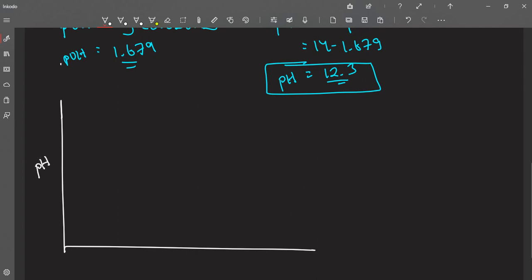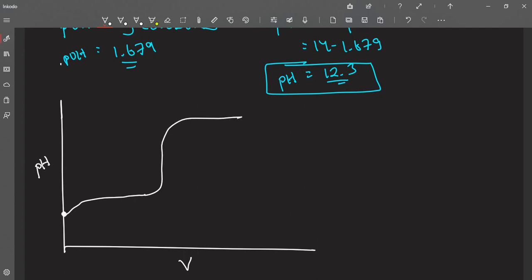So pH, volume, right? Don't forget it has a characteristic spike, then gradual increase. This is your buffer region, right? Then it goes up suddenly to your equivalence, and then beyond your equivalence, it plateaus, right?